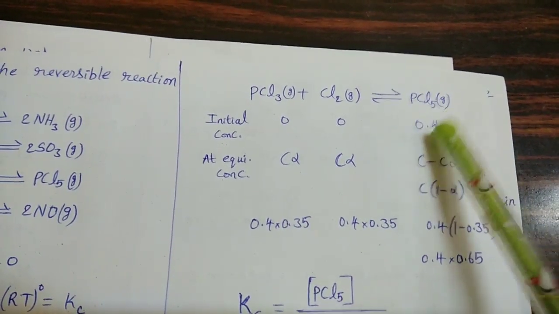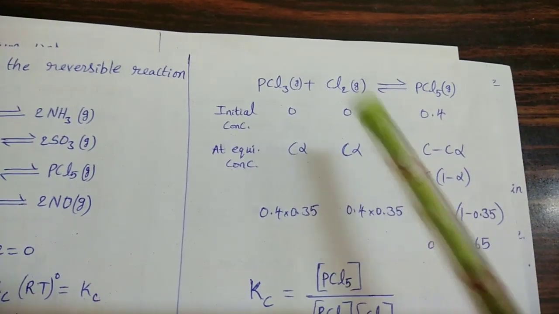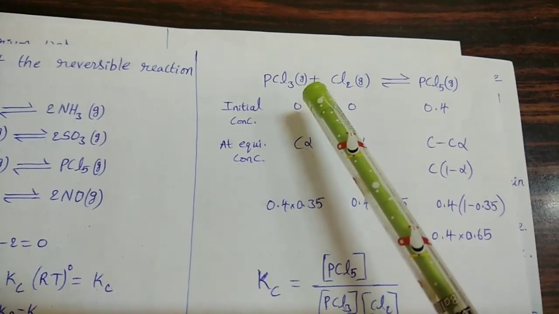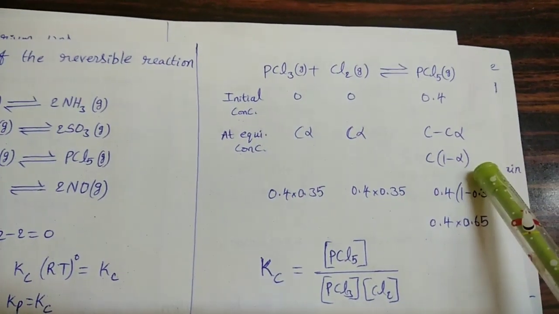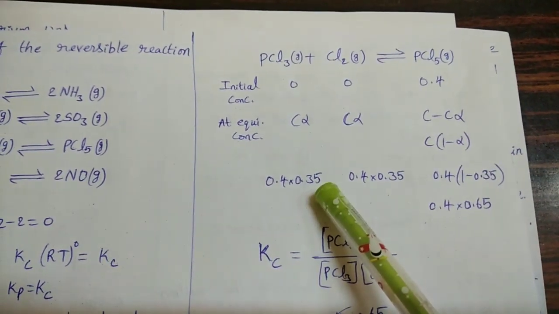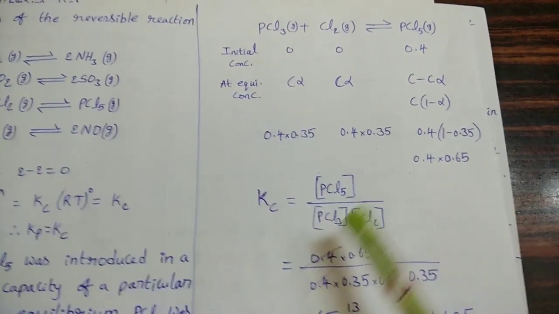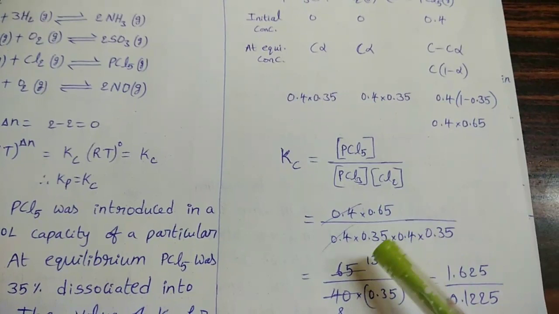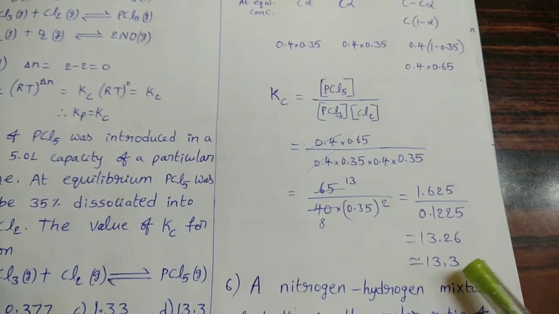Now suppose this is C concentration. From this, C alpha is dissociated, so the same C alpha is formed. That's why at equilibrium the concentration of PCl3 is C alpha, and for this C into 1 minus alpha. C value we know is 0.4, alpha value is 0.35. Substitute, then we can get these values. Write the Kc expression: concentration of PCl5 divided by concentration of PCl3 into Cl2. Substitute the values, then we can get this. So the equilibrium constant is 13.3.